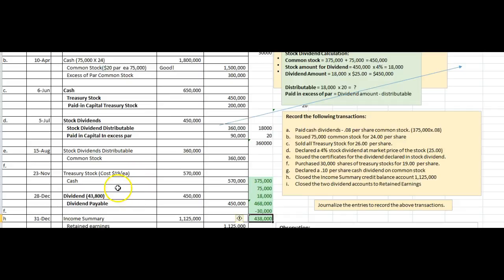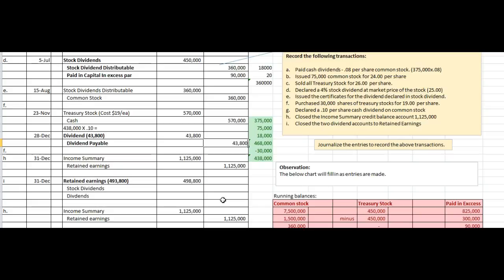So now if I multiply 438 times that 10 cents, I come up with the 43,800, which is what goes right here. 43,800. So now you're good.